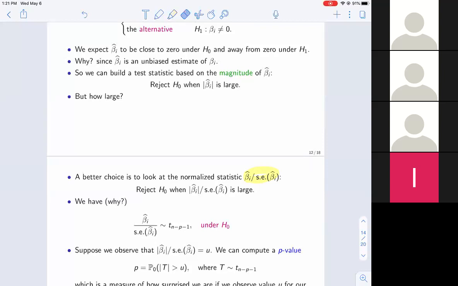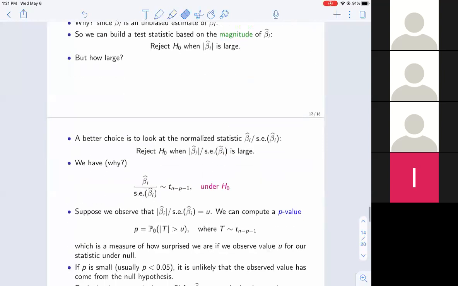And in fact, in this problem, we can see that if we do that, beta hat I divided by standard error would have a t distribution with n minus p minus 1 degrees of freedom under the null, based on what we have done before. So why is that? Anyone? Why is this statement true?